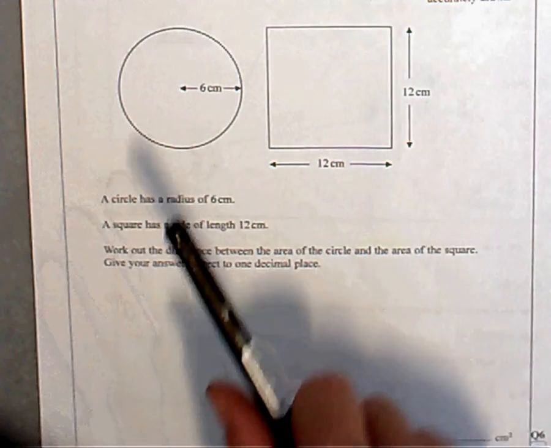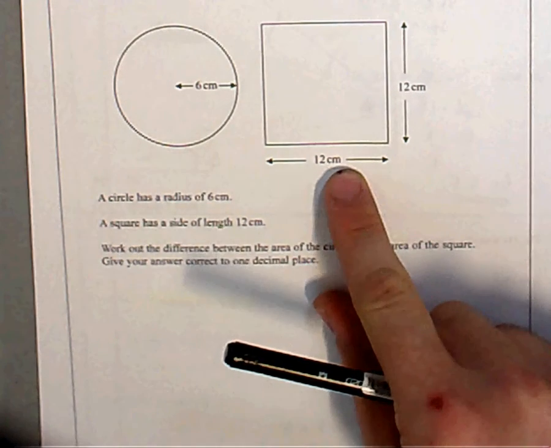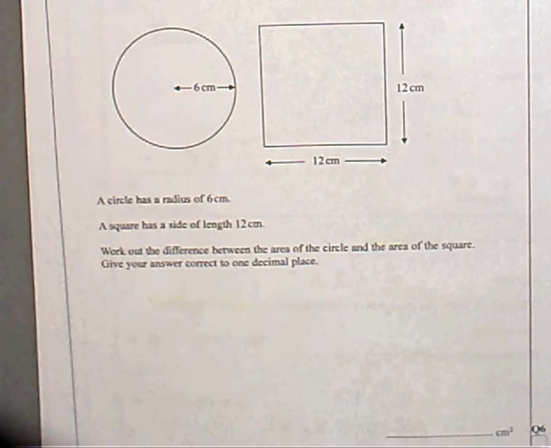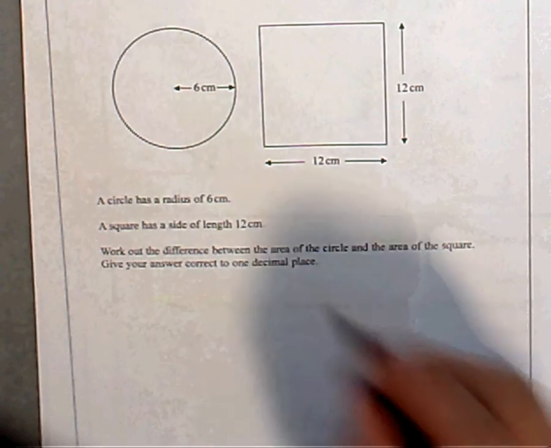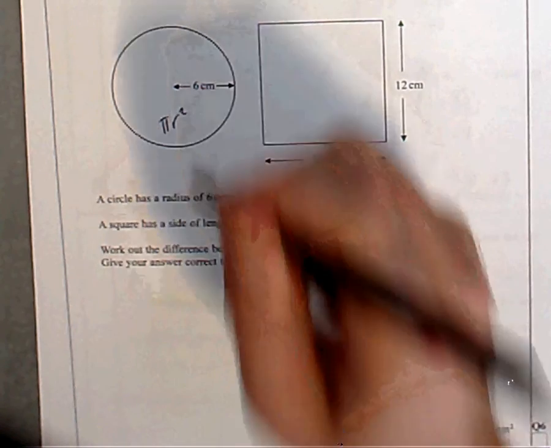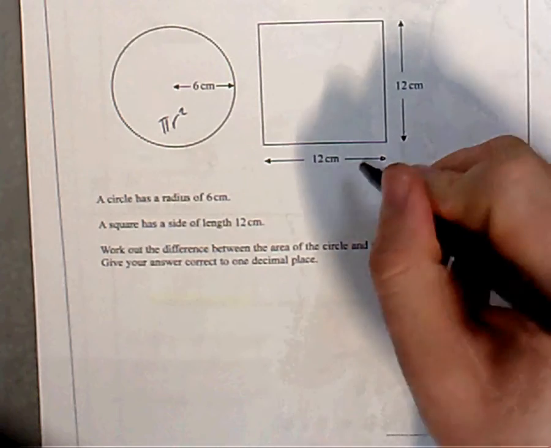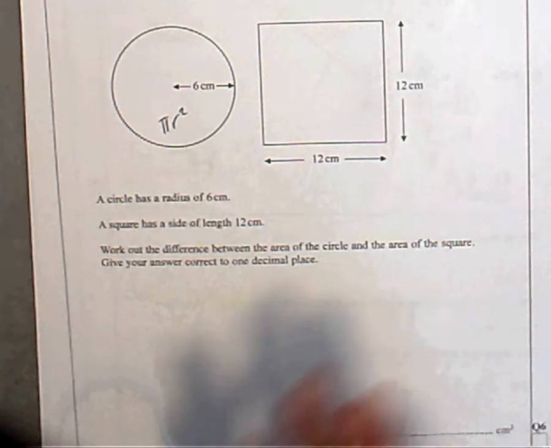A circle has a radius of 6, and a square has a length of 12 centimetres. Work out the difference between the two areas. I've got to then answer it to one decimal place. So I'm using the area of a circle. Now if you listen to that song, pi r squared sounds like area to me. So I'm going to have pi r squared for the area of a circle, and then I'm going to do length times width for the area of the square. So let's figure it out.